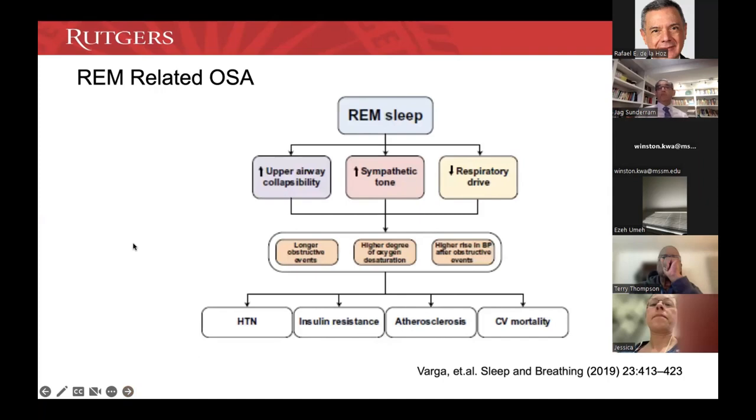So one is the REM-related OSA. REM sleep can lead to an increase in upper airway collapsibility because there's complete paralysis of the upper airway muscles during REM sleep, which can then lead to longer events, a higher degree of O2 desaturation, and in REM sleep, we know there's increase in sympathetic tone as well and a drop in respiratory drive, all of which can lead to those cardiovascular consequences we're talking about, including hypertension, atherosclerosis, and increased mortality from cardiovascular events.